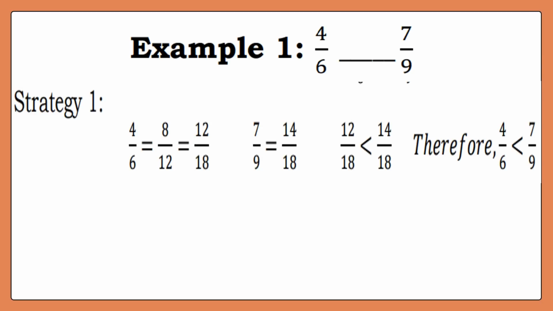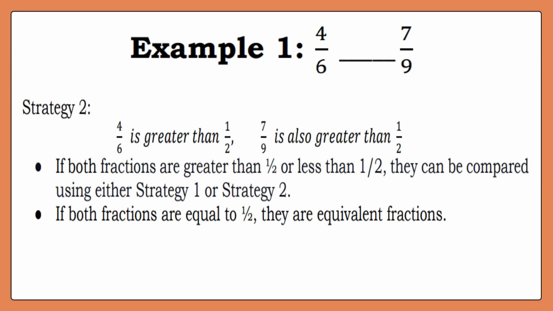Strategy number 1, 4/6 is less than 7/9. Strategy number 2, 4/6 is greater than 1/2. 7/9 is also greater than 1/2. If both fractions are greater than 1/2 or less than 1/2, they can be compared using either strategy 1 or strategy 2. If both fractions are equal to 1/2, they are equivalent fractions.